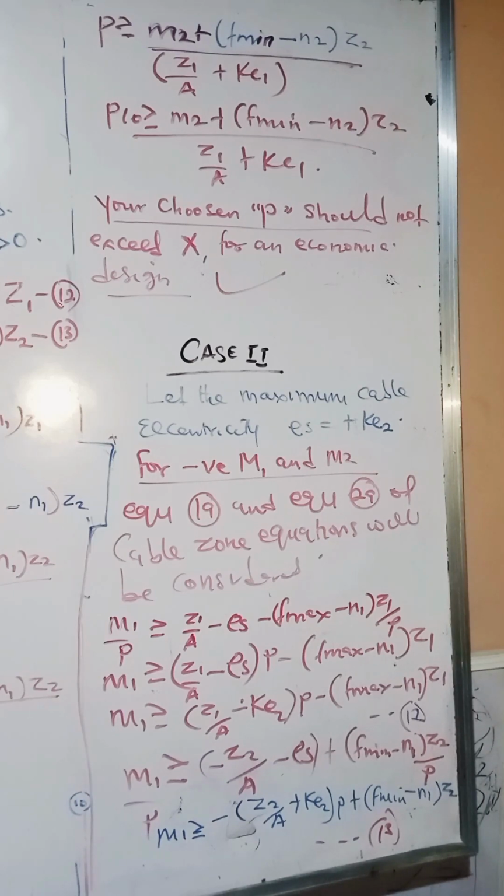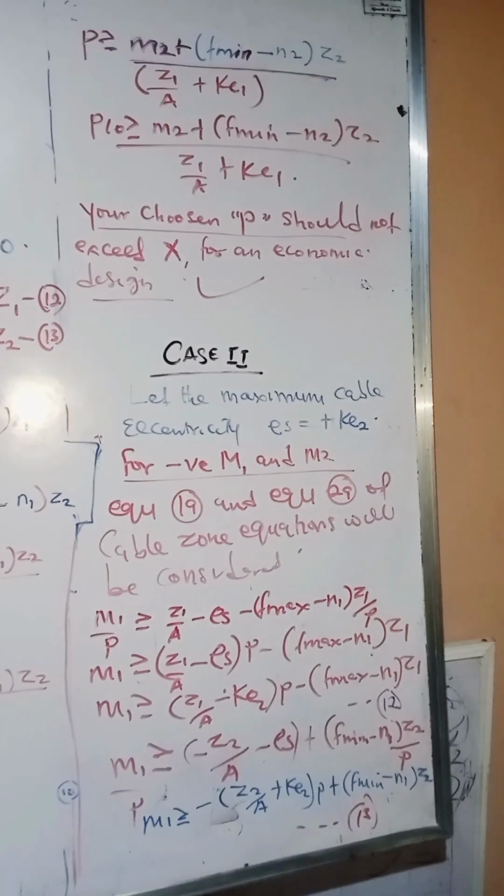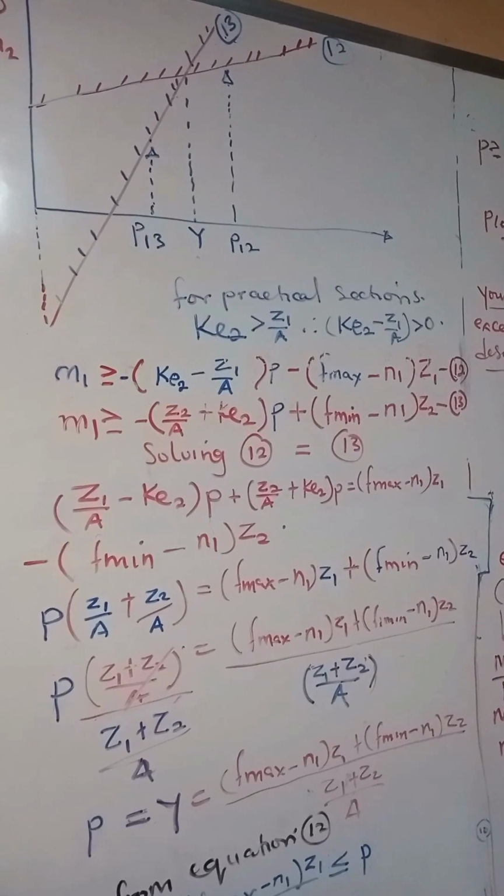we also have equation 13. And equation 13 is derived from equation 2a. So from equation 2a, we'll just collect like terms, bring in our M1, and we have equation 13 as M1 greater than or equal to negative, open bracket, Z2 over A plus KE2, close bracket P plus, open bracket, F minimum minus N1, close bracket Z2.